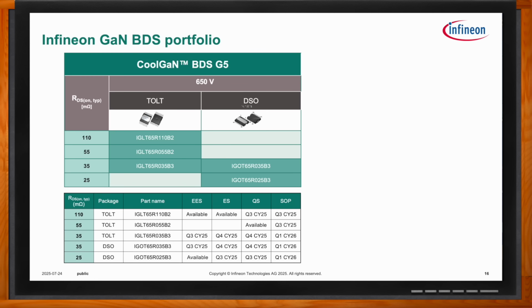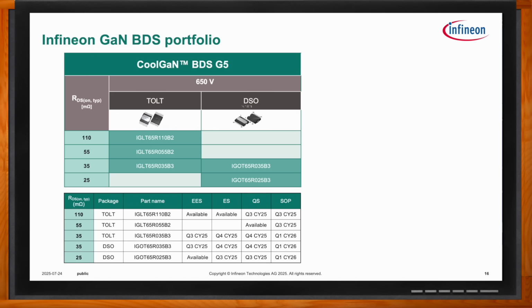So you'd asked about the reality of these. Let me show you the portfolio as it stands today. There are 4 devices either already on the market or pending release in 2 different packages. Both of these are topside cooled packages, and the RDS(on) range is from 110 milliohms down to 25. The 55 milliohm is the most advanced part right now. That's going into qualification at a number of customers as we speak. I think you'll only see an expansion of this portfolio as time goes on.